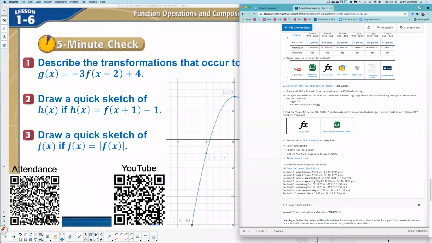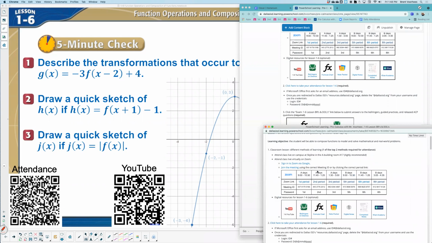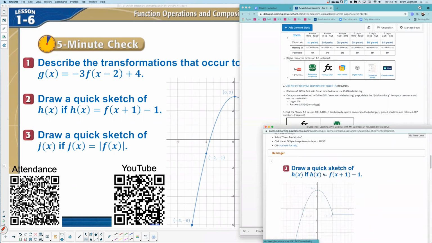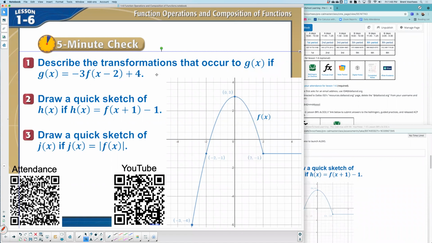Lesson 6, I'd encourage you to open that up and you can type in your answers as you go. So I have it open here. You can type in your answers as we go. So number 1 here, I know it's not on the lesson exam, but I'm still going to go over it.